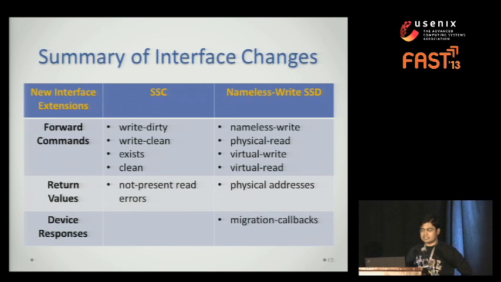So to summarize, there were several changes which we introduced to the normal SSD interface. We introduced new forward commands from the operating system to the device, which required changing several operating system layers. We also introduced return values, especially the not-present read errors and physical addresses, which are not expected by the operating system today. And we also introduced new device responses, the migration callbacks, which are sent asynchronously back to the operating system.